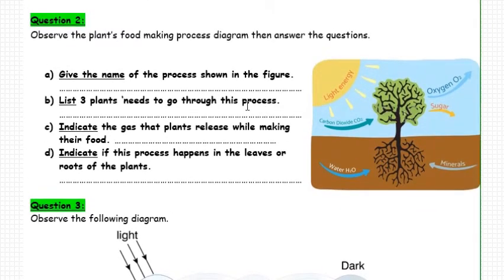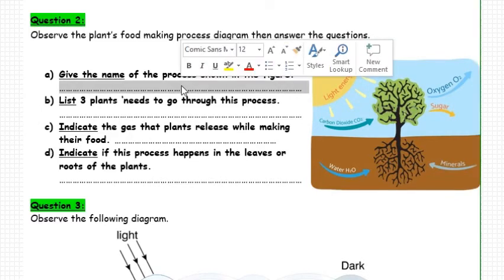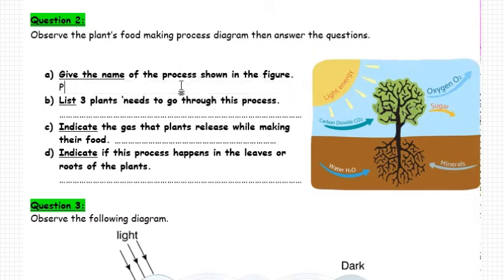Observe the plant's food making process diagram, then answer the question. The food making process is shown in this diagram, in this picture. Give the name of the process. What do we call the food making process happening in green plants? Photosynthesis.